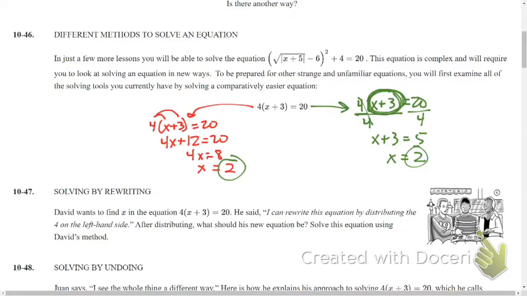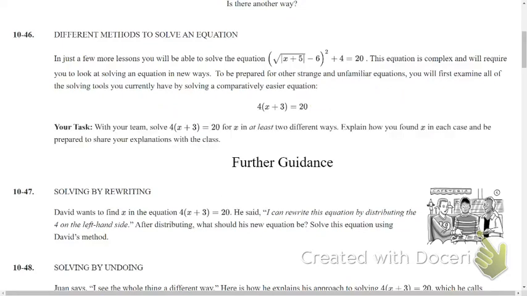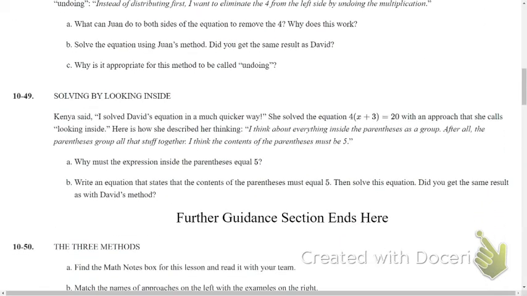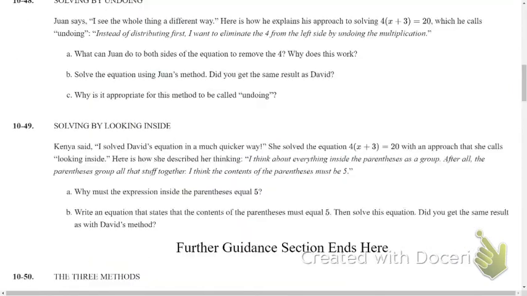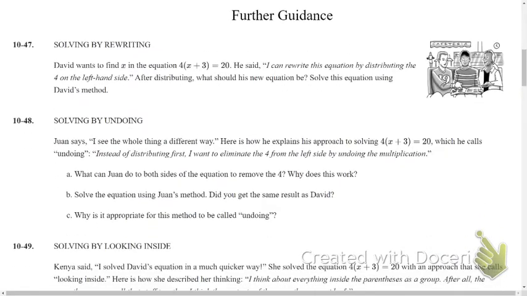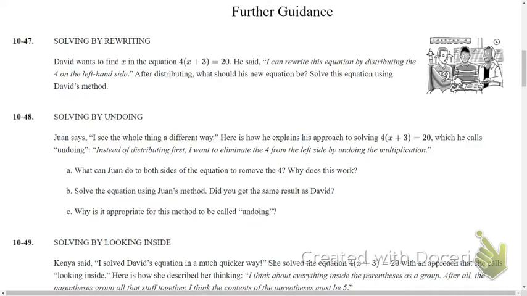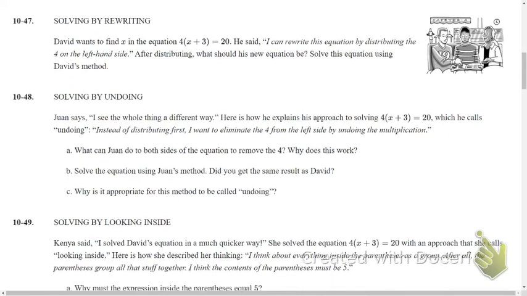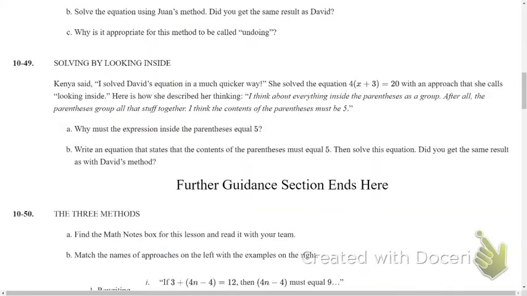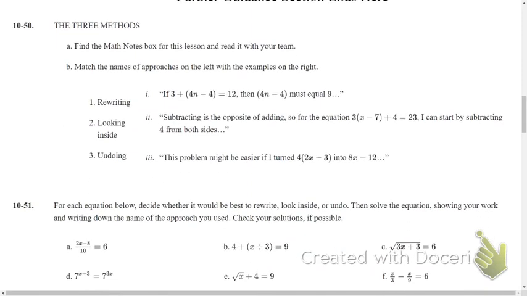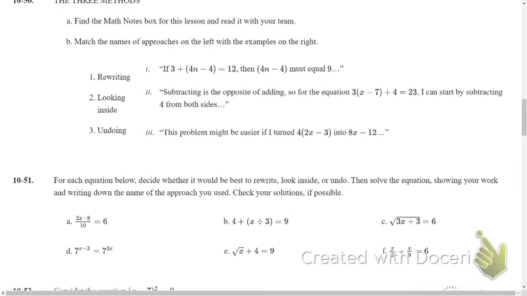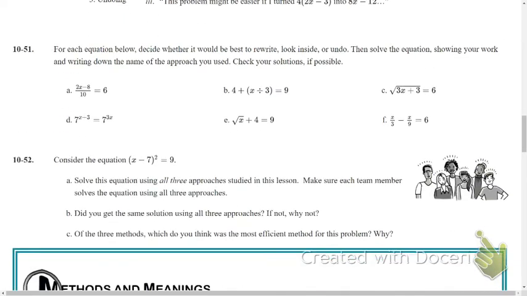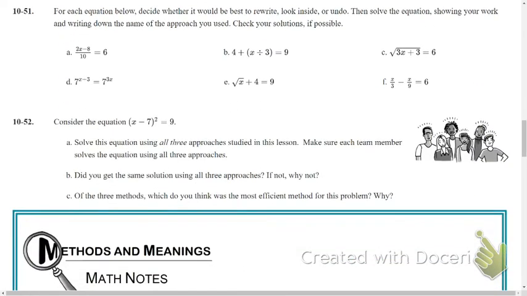Okay, so problems 47 through 49 just walk you through that. So if you need more clarification on how I did it the second time, go ahead and read through these 3 problems. But we're not going to do that together. It's not necessary. We're going to skip 10-50 and jump straight into 10-51.